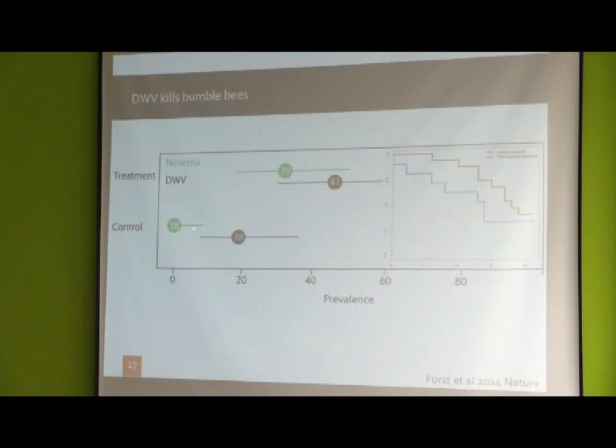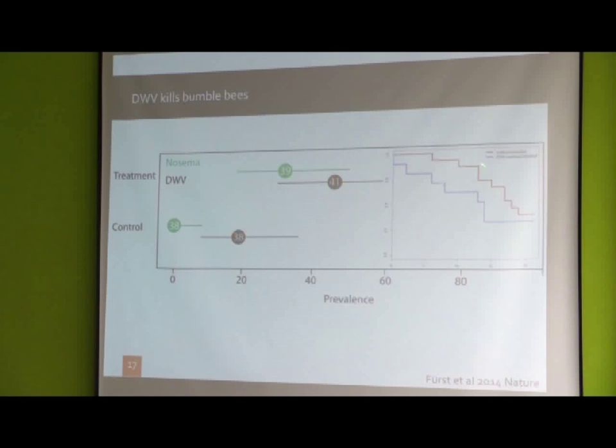The green is the fungus, the black is the virus, and this is showing prevalence. And these are our treatments where we inoculated the animals by collecting virus particles or fungal particles from infected honeybees and feeding them directly to the bumblebees. And you can see that the prevalence goes up both for the fungus and for the virus. So yes, you can infect the bees, but also the virus has a negative impact on bumblebees.